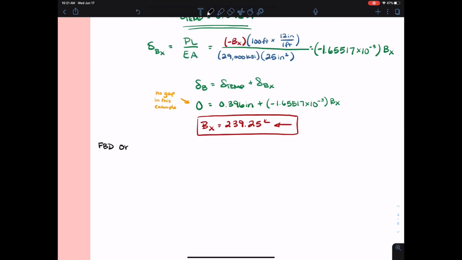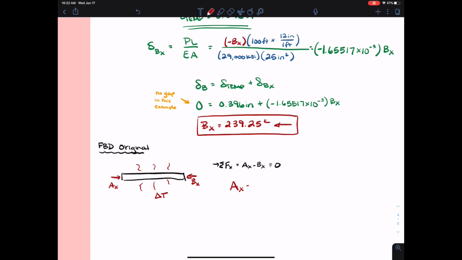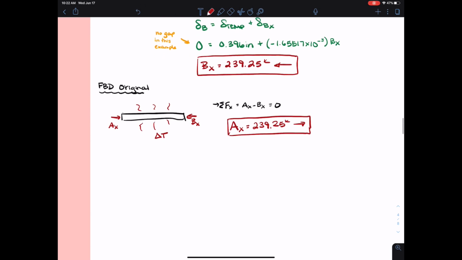To solve the reaction at A, let's draw a free body diagram of the original problem. We have a bridge girder that is bound on two sides, and it will then have reactions due to the temperature as the girder expands. It'll have reactions AX and BX as shown. Using my sum forces in the x direction equation, AX minus BX has to equal 0, and therefore, AX will directly equal BX. So AX will be 239.25 kips acting to the right.